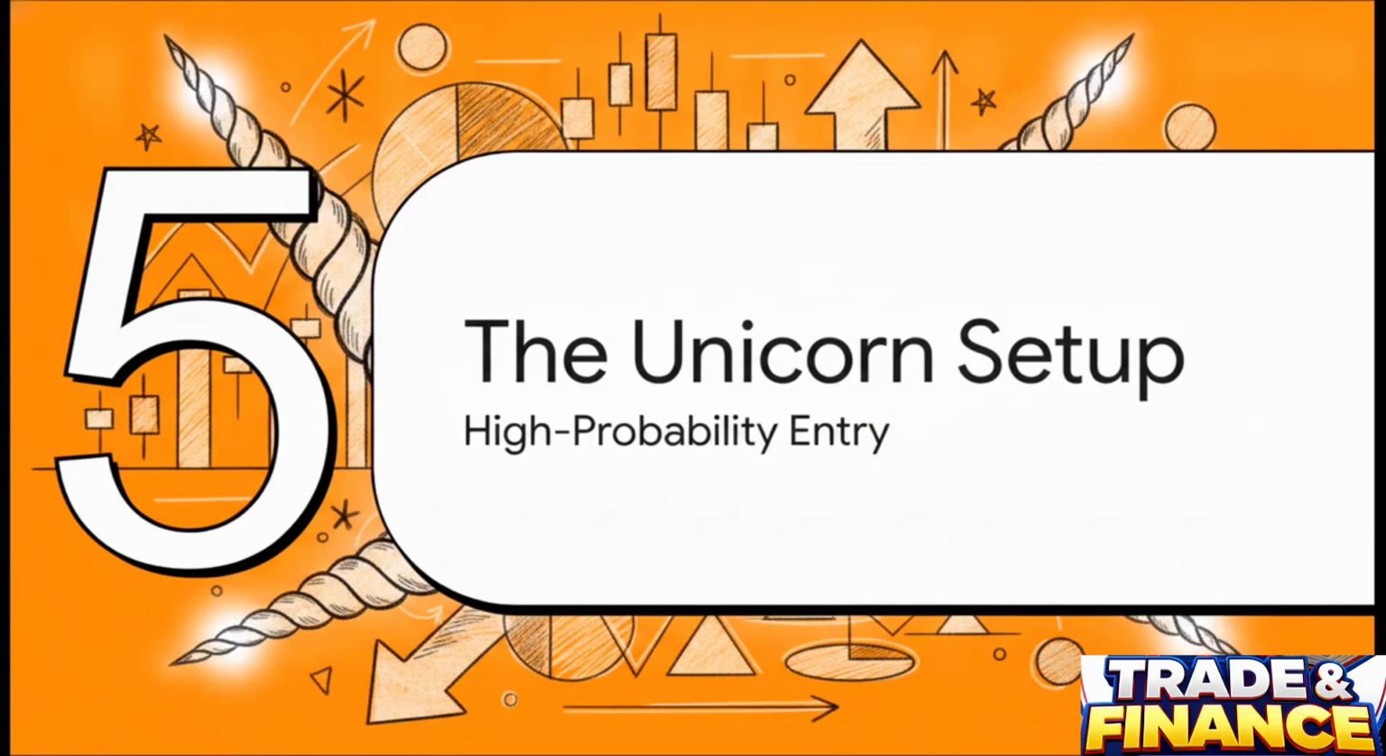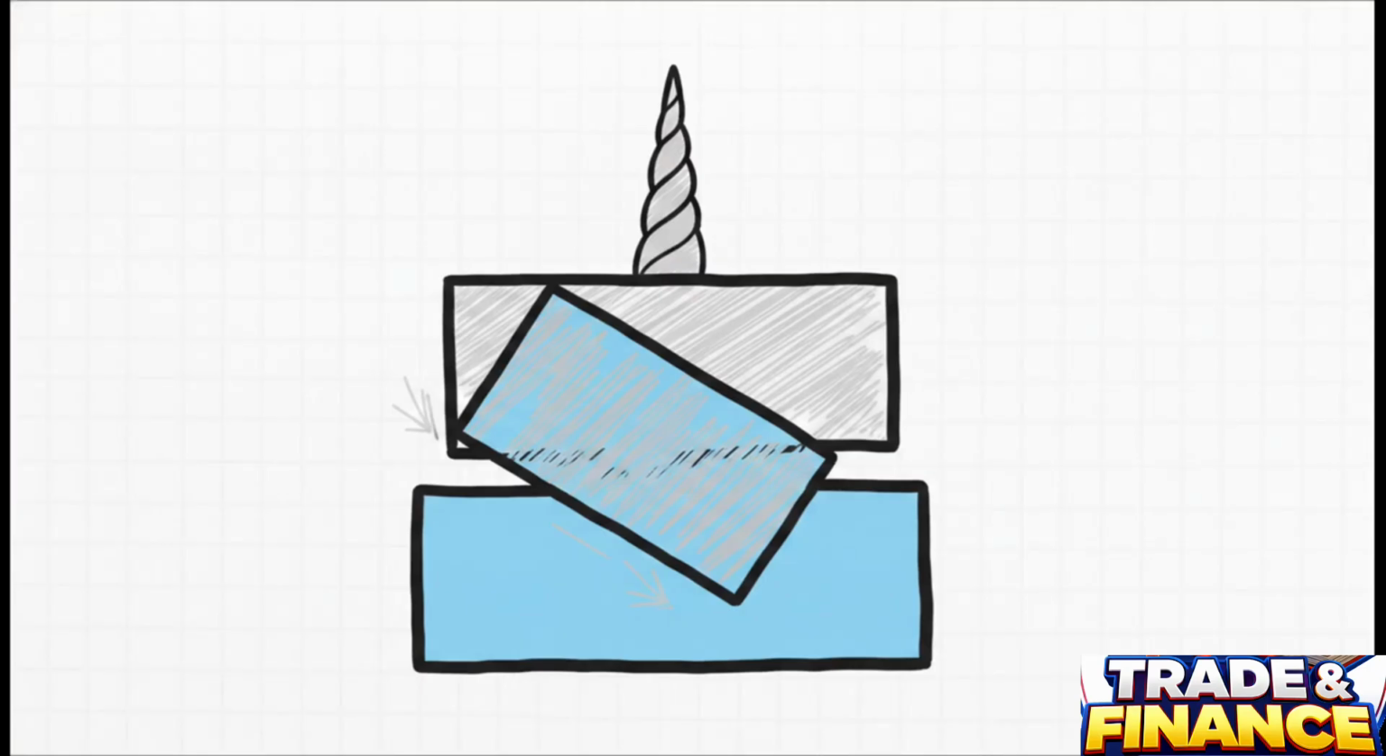Let's look at the ultimate example of this in Part 5, the unicorn setup. This setup is basically the holy grail of Confluence. You have a breaker block, and directly overlapping it at the exact same price level is a fair value gap. It provides dual institutional resistance, and it's incredibly rare to spot. To validate it, you need a break of a swing, a breaker block forming right at that broken swing, and an FVG completely engulfing it.